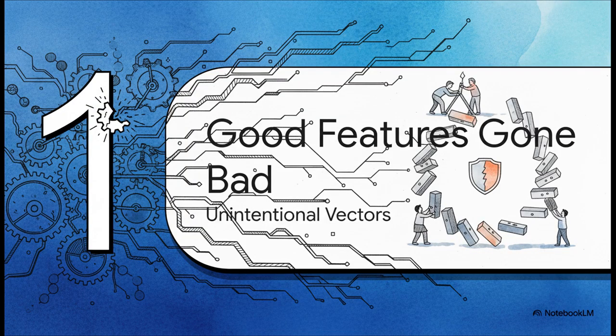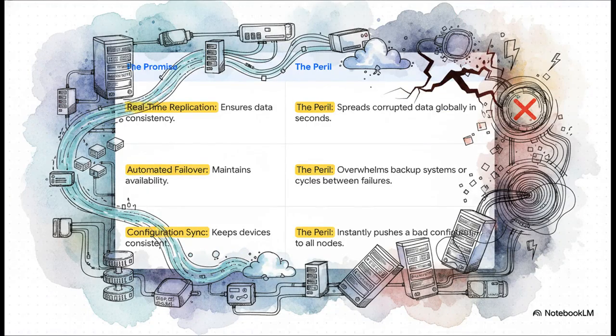Our investigation begins with a really surprising twist. It turns out the very features we design into our systems to make them resilient can actually become the main highways for failure. What's so wild here is the irony. Just look at this. On the left, you've got the promise. These are all the things we build to keep us safe, like real-time data replication. But then, look at the right side, the peril. That same feature can spread corrupted data across the globe in seconds, way faster than any human could ever react. The very tools meant to be our safety net can become the cause of the disaster.